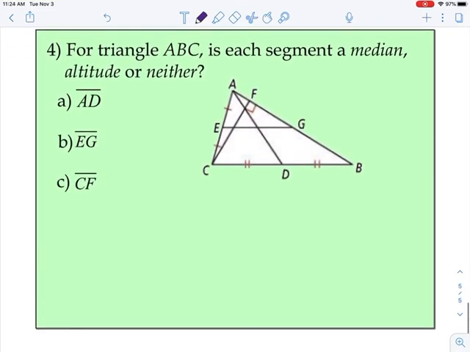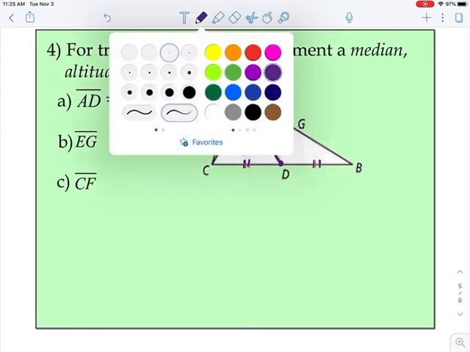Okay, for the triangle ABC, is each segment a median, an altitude, or neither? So again, if it's a median, that again means that it's going to intercept at its midpoint. And if it's an altitude, it's going to be perpendicular. So let's look at AD first. So AD is this line right here. And again, when I look, I have this piece is equal to this piece, which means that D is that midpoint, which means that this one is a median.